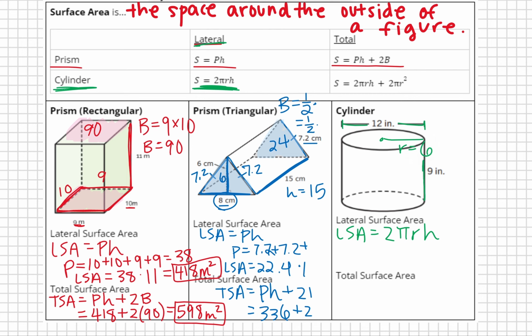So we're going to have 2 times pi is 3.14 times the radius, which is 6, times the height, which is 9. And what we're doing here is we're finding the circumference of the base and then multiplying that by the height. So calculator time, 2 times 3.14 times 6 times 9. This is 339.12 inches squared.